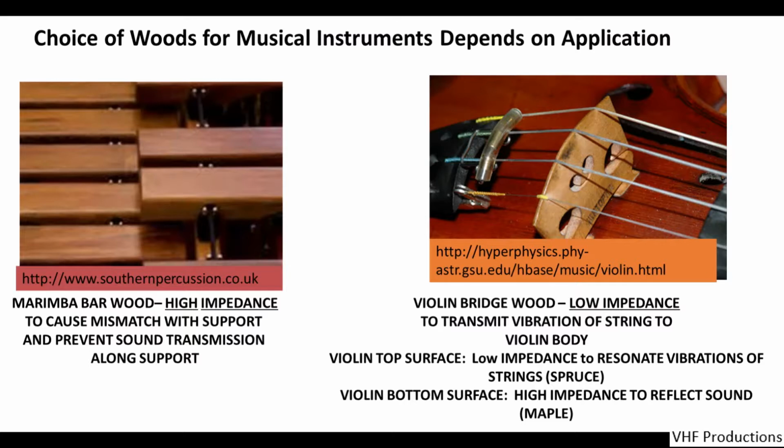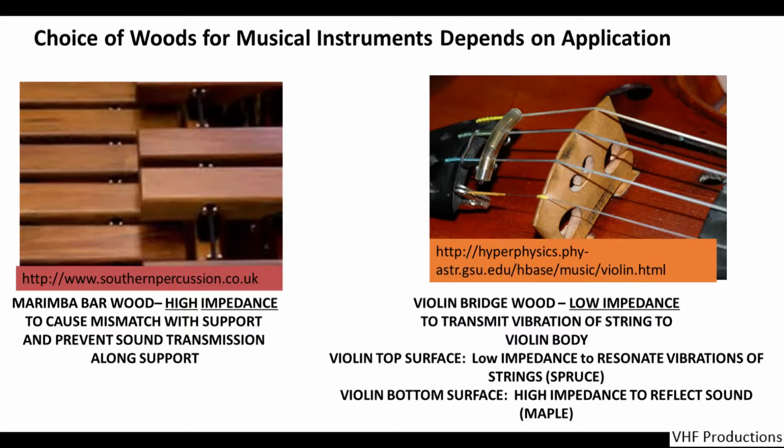By comparison, we use wood to build instruments like violins, but the choice of the wood is rather different. In the case of the bridge supporting the strings and the top surface of the violin, these are made out of a low impedance wood. They're chosen specifically so that the vibrations of the strings can be very nicely transmitted through the bridge and through the top surface of the violin, so these components can transmit the frequency generated by the vibrating strings.